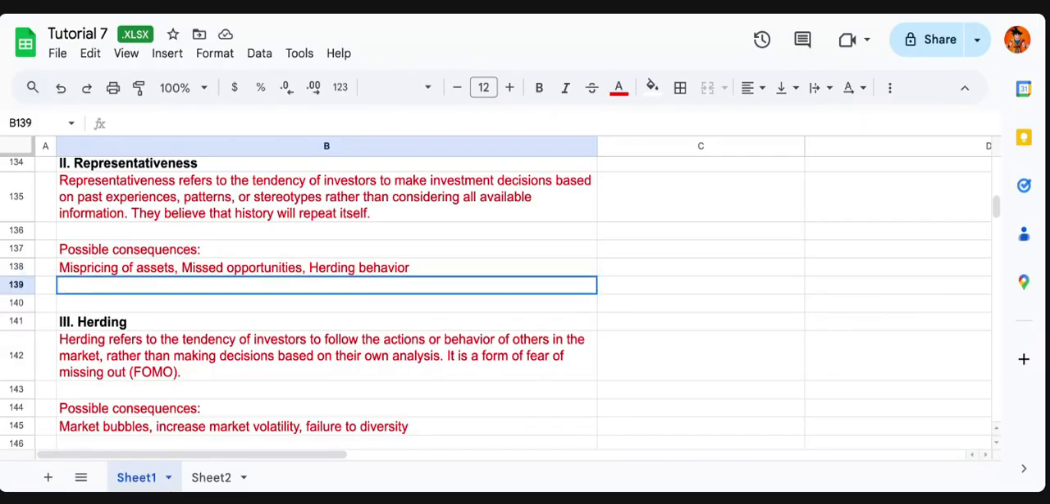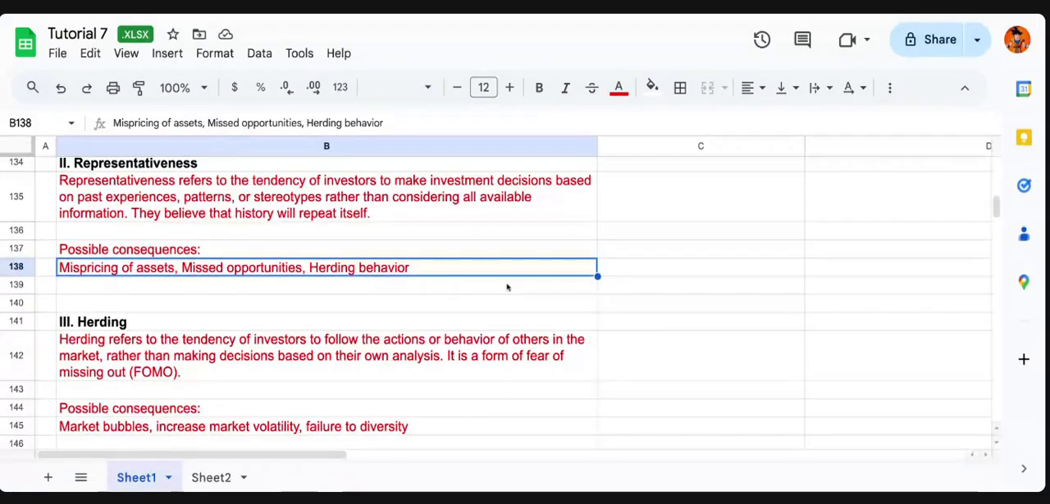Another thing is herding behavior. Herding behavior means they will just follow everybody else. People buy, they will buy. People sell, they will sell. That's called herding behavior. It's just following.